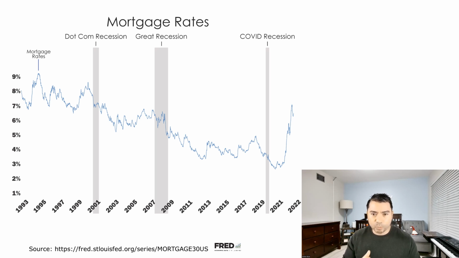But let's take a look at the rate fluctuation during the times of recession. Look at this, the dot-com recession and even the Great Recession, when lenders gave out loans to anyone and everyone. Even during those times, the rate fluctuation is still not as drastic as what we have recently seen in 2020, 2021, and 2022.